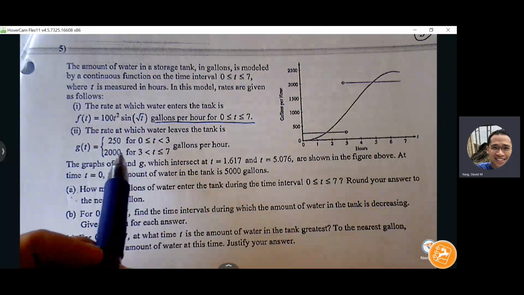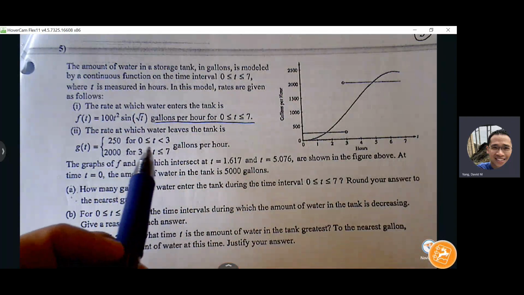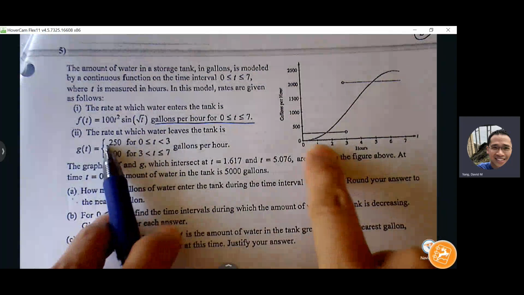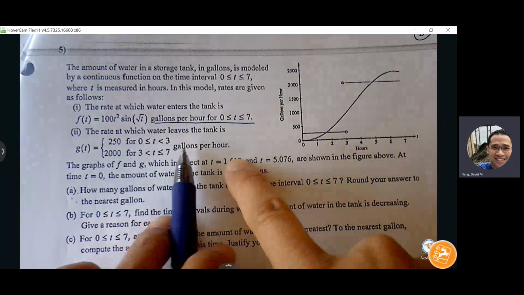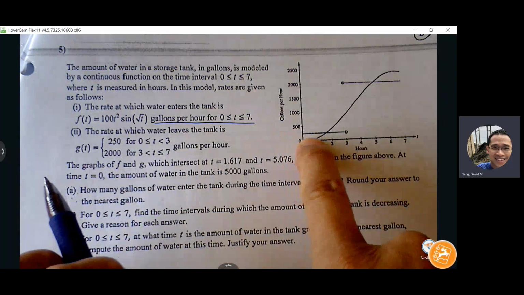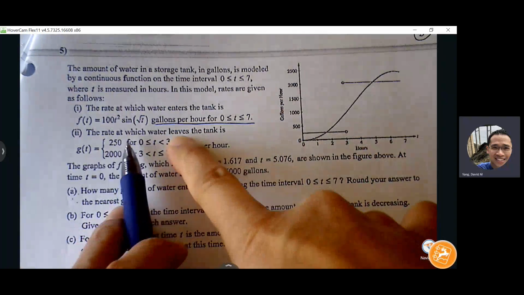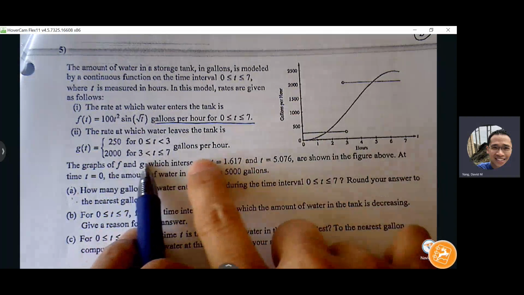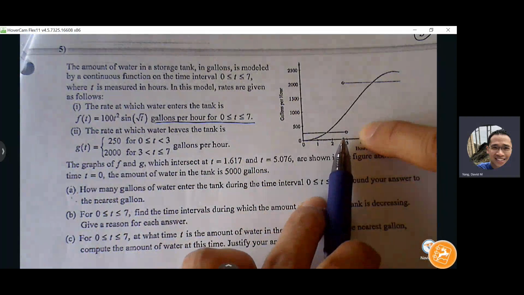So there's something else going on, right? There's water being added to the tank, but then at the bottom of the tank, water is being let out at this rate. So it's a constant 250 gallons per hour given by this straight line here. But then all of a sudden, it's going to switch to 2,000 gallons per hour. So there's going to be a sudden switch.